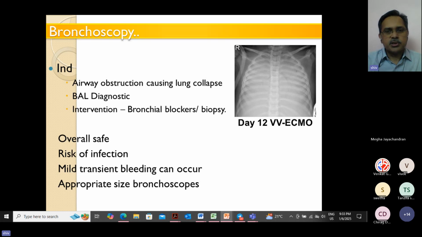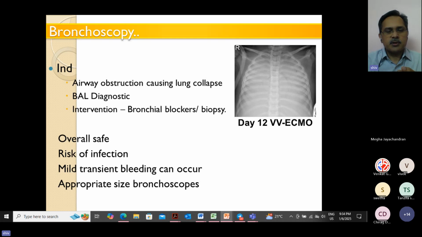Bronchoscopy is a common procedure that is done. Some units do it as a routine thing. Some units do it when they have X-rays like this, especially when we know that the lungs are not opening up. It could be a simple thing like secretions blocking the major airways, and clearing these secretions may help the lungs recover. Some of these children may need repeated sittings of bronchoscopy.